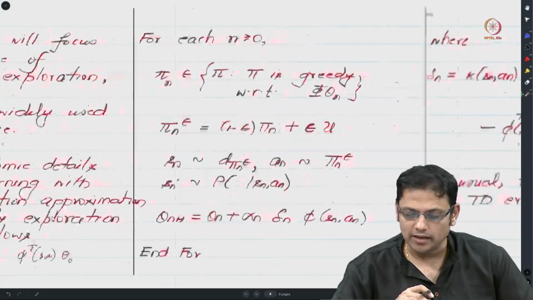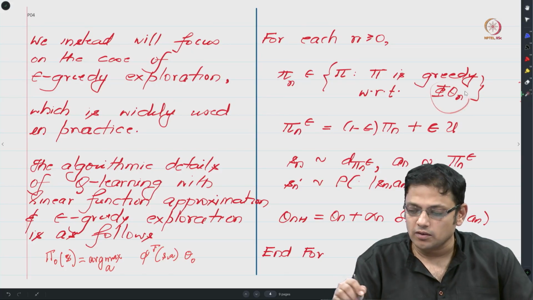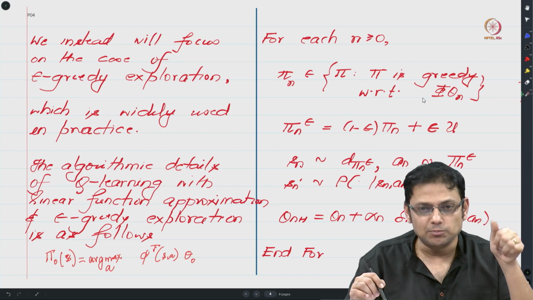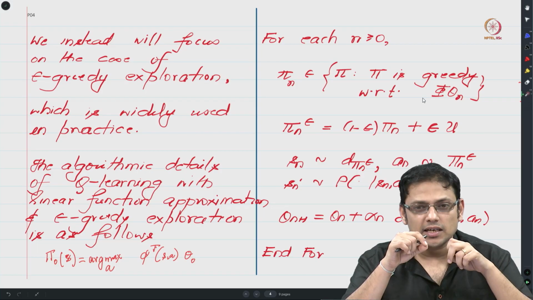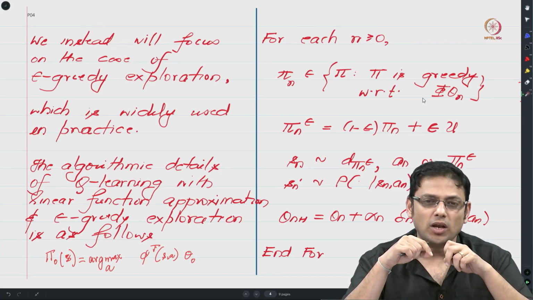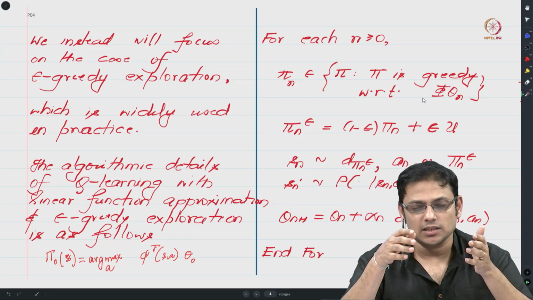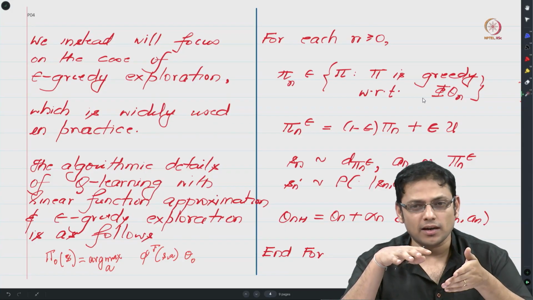Let me go back and summarize. At any time instance n, we pick a greedy policy with respect to phi theta n. Using the greedy policy we construct the epsilon greedy policy, then we sample the current state using the stationary distribution of the epsilon greedy policy, pick the action according to the epsilon greedy policy and get the next state, that is Sn prime, from the transition kernel, and then we run our usual TD update algorithm.